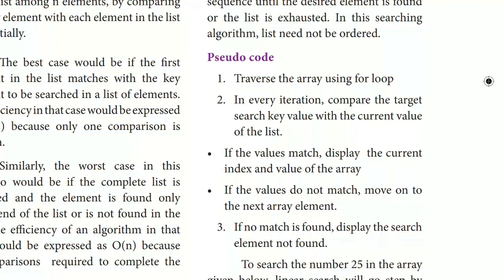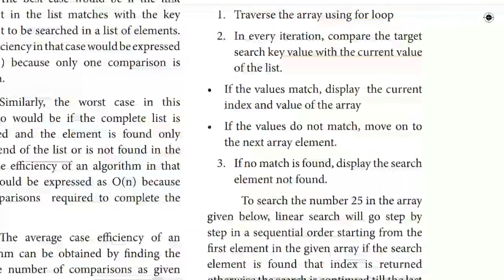You will be given some number, and you have to compare that given number with the list. If the value matches, display the current index and the value of the array. If the value does not match, move on to the next array element. If no match is found, display that the search element is not found.